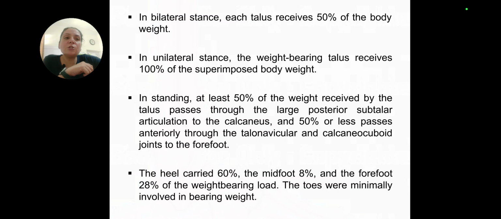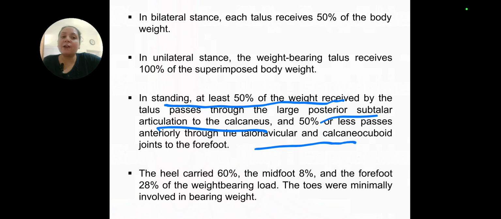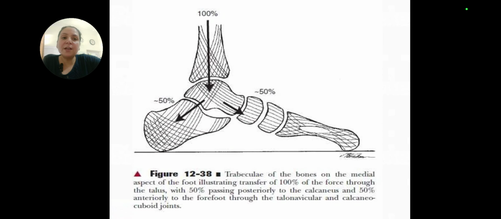So just going through this, you will read that in weight bearing position 50% of the weight is transferred to the posterior, that is calcaneus, and anteriorly to the talonavicular and calcaneocuboid joint. So this is how the dissipation of the forces takes place in weight bearing position. Fine. This is how the trabecular system, which I told you earlier, from the talus, is moving 50% here and 50% here.